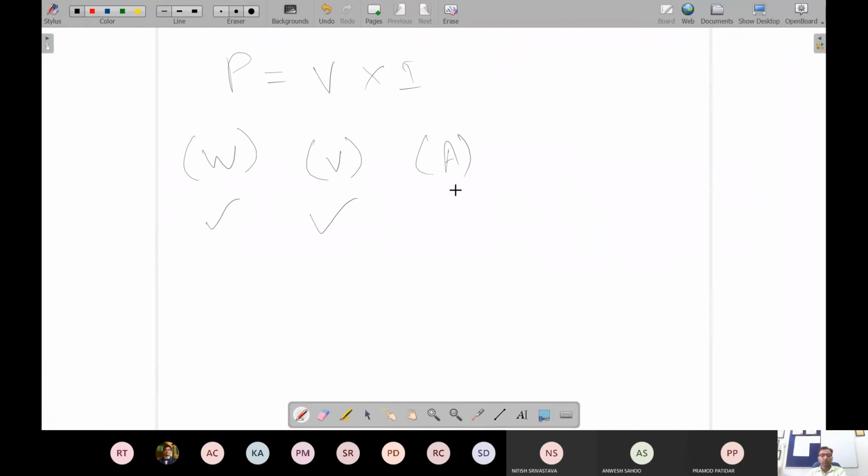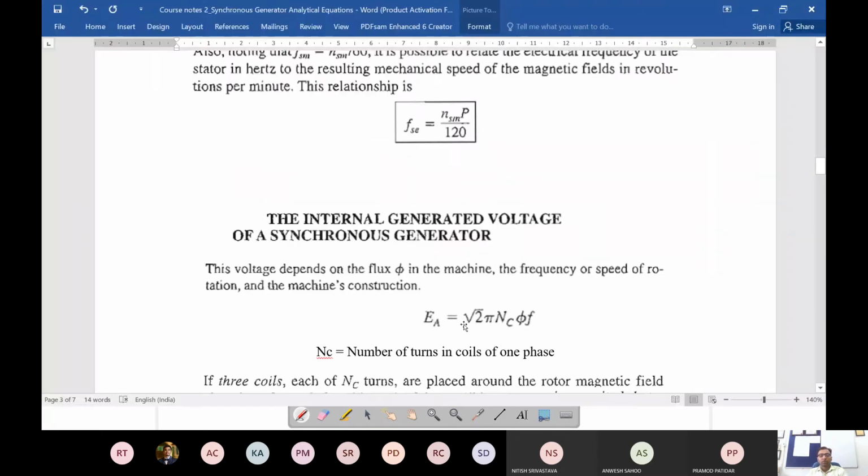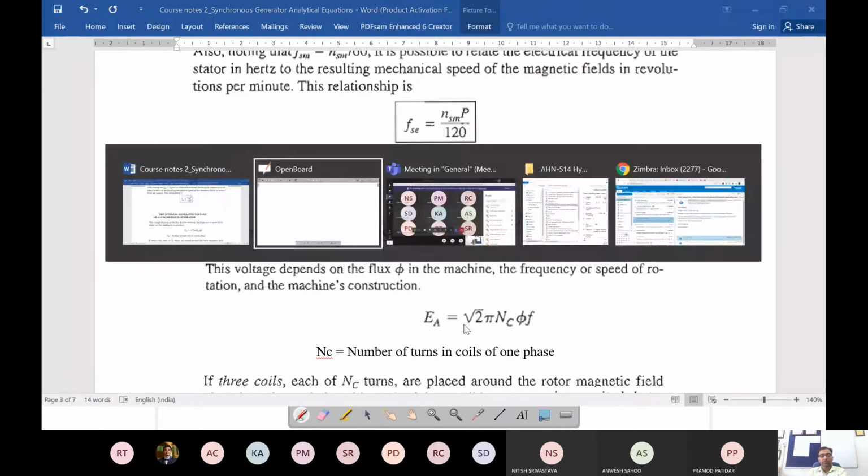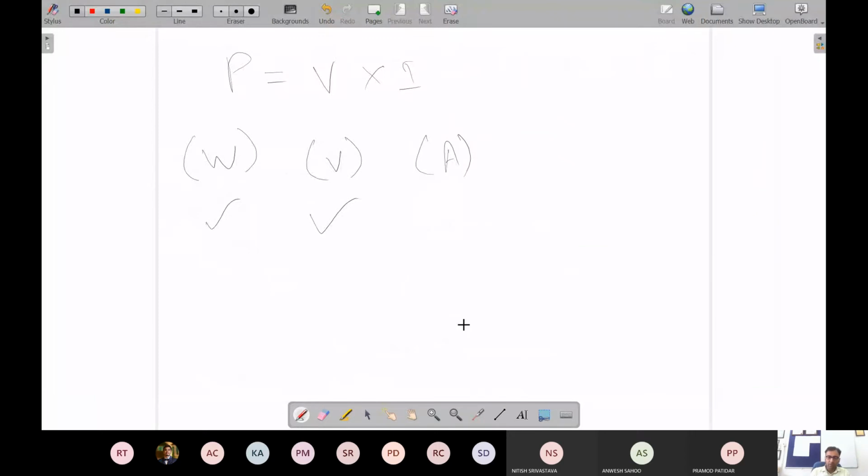We will look at these 2-3 things in terms of a synchronous generator: how much voltage is generated and how it is governed, what power is generated, and what the current is. The primary thing is the voltage generated, because, as I've been repeatedly telling you, the basic fundamental principle behind this entire machine is Faraday's law of electromagnetic induction.